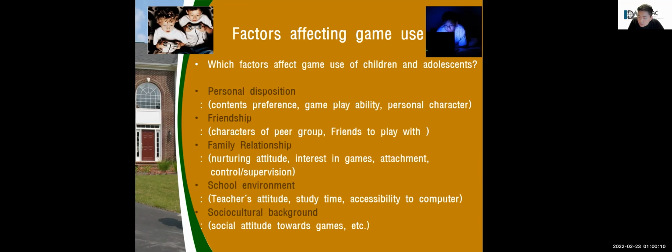The fourth factor, school environment, includes teacher's attitude, study time, and accessibility to computers. And the last factor is the socio-cultural background, which includes social attitude toward the game.